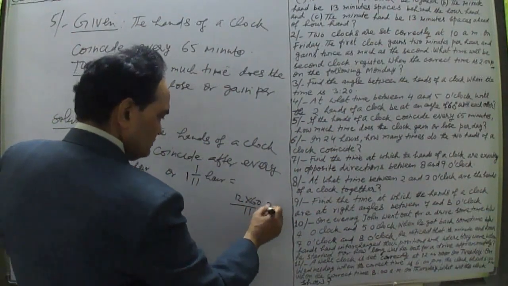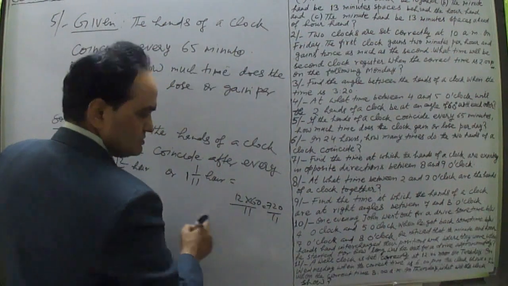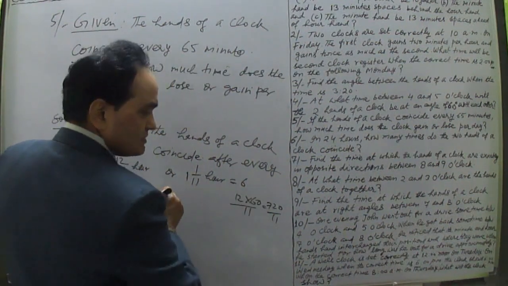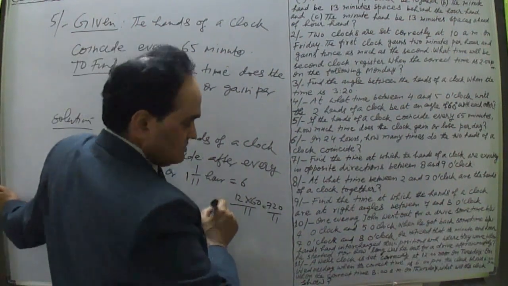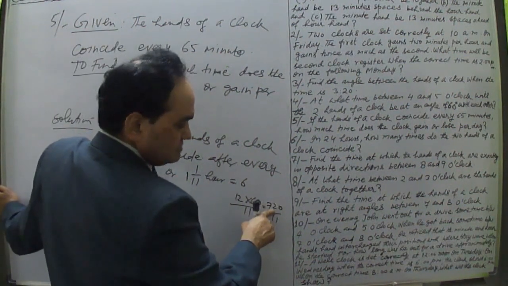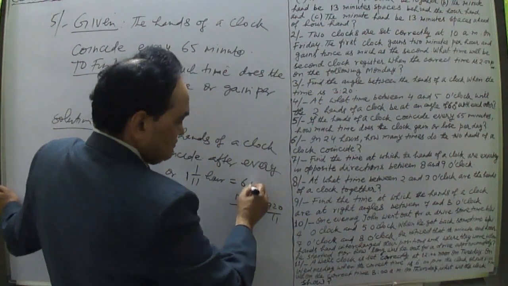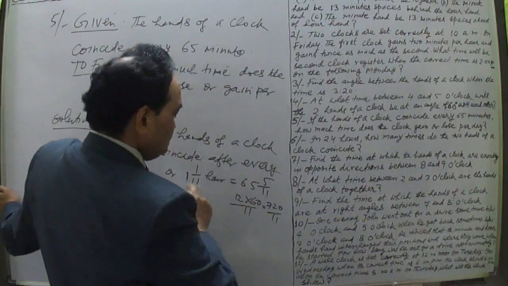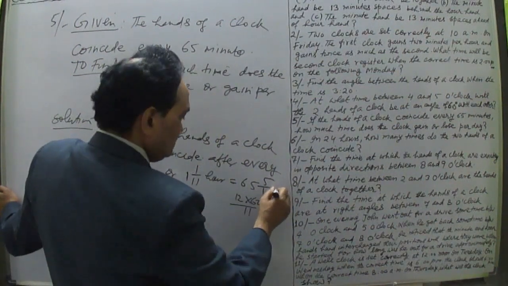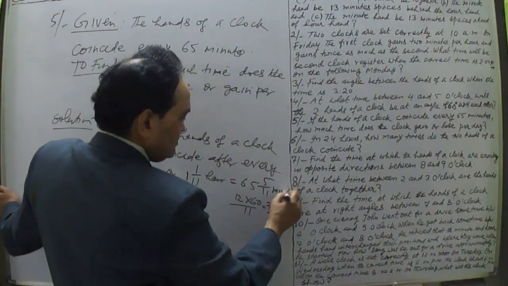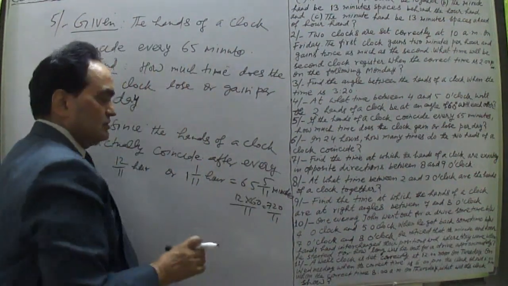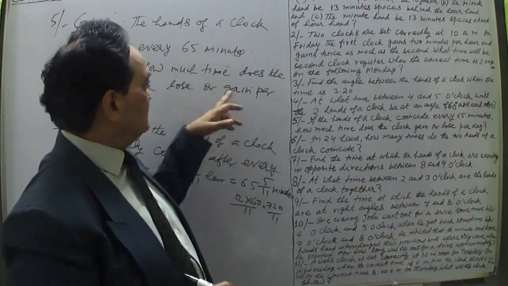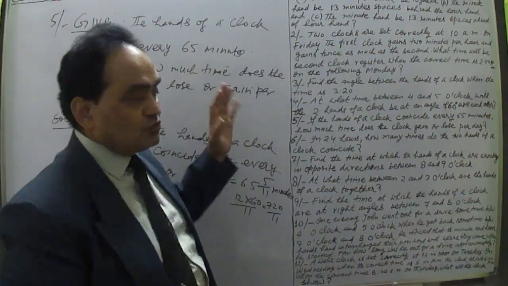12 is 72. It is 720 upon 11. That means 11 times 6 is 66, right? Remaining value is 4 and 6, 60. 11 times 5 is 55. 5 remaining, 5 upon 11. So actually, this is in minutes now. This much minutes actually coincide. But it says that in 65 minutes it coincides.